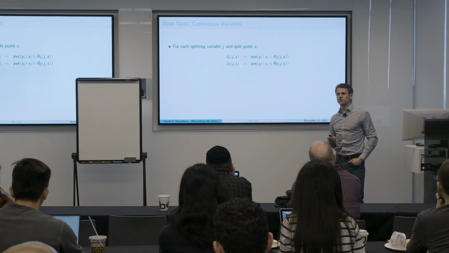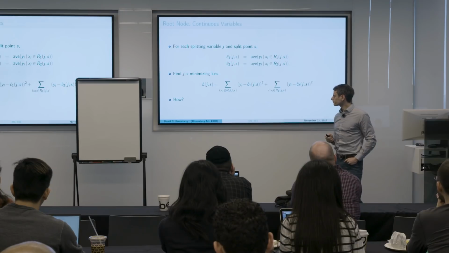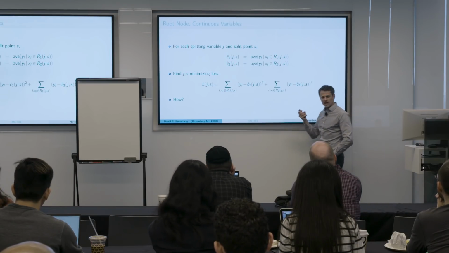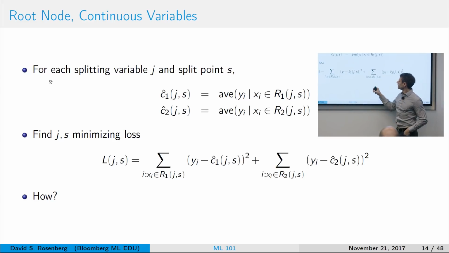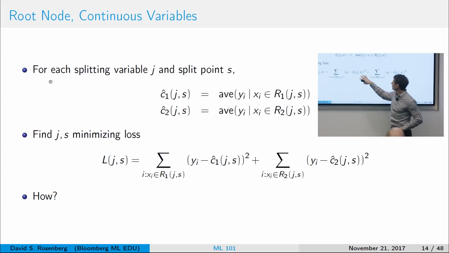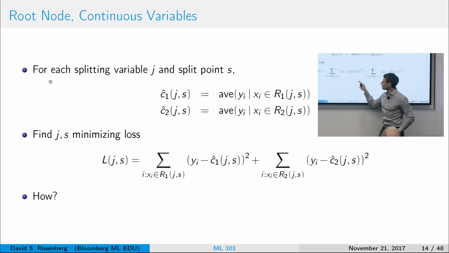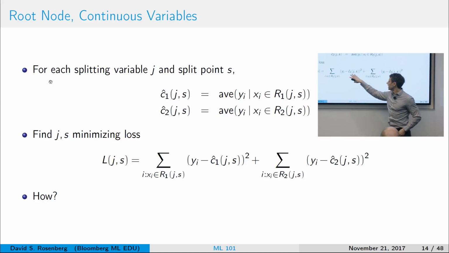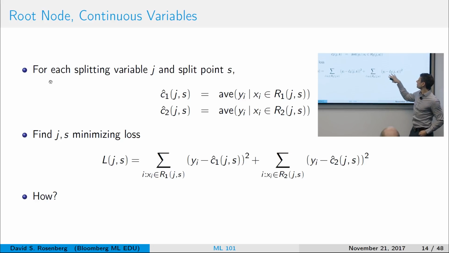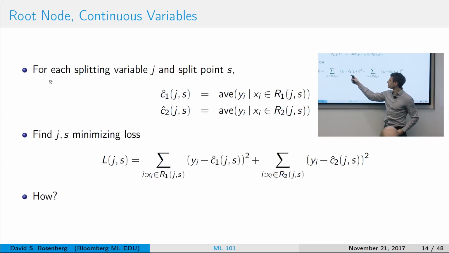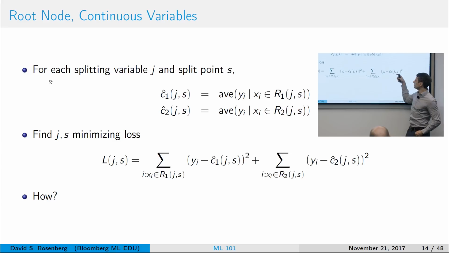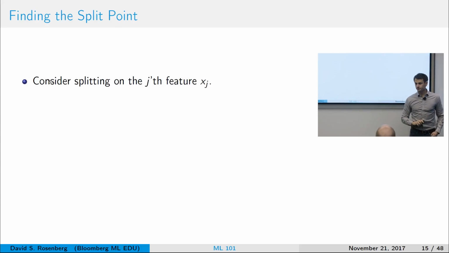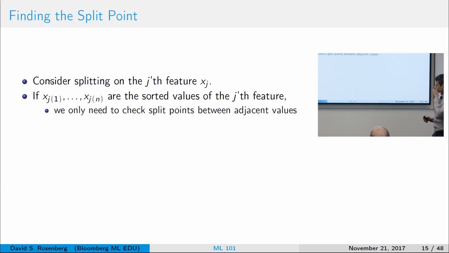Still, how do we find where to split and what variable to split on? Well, we can write this in an objective function form. We have our square loss, which we've divided into two pieces. We sum over all the training points that fall into region 1 and look at the square loss there, and all the training points that fall into region 2 and the square loss there. We've already plugged in what we know to be the right prediction in each of these regions: the average of the training points in region 1 and in region 2.